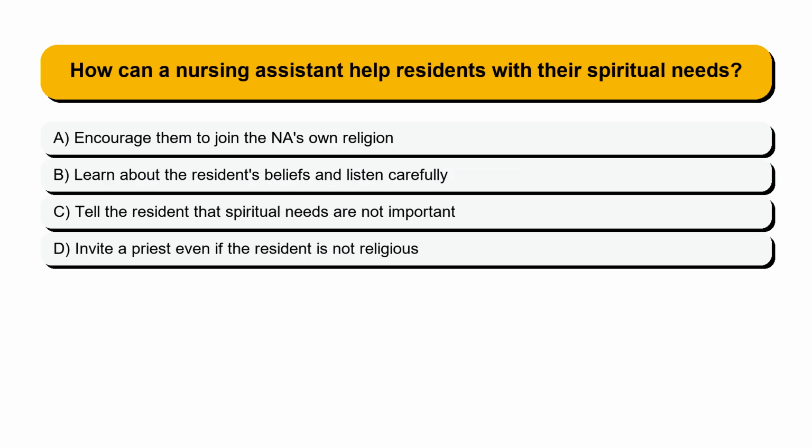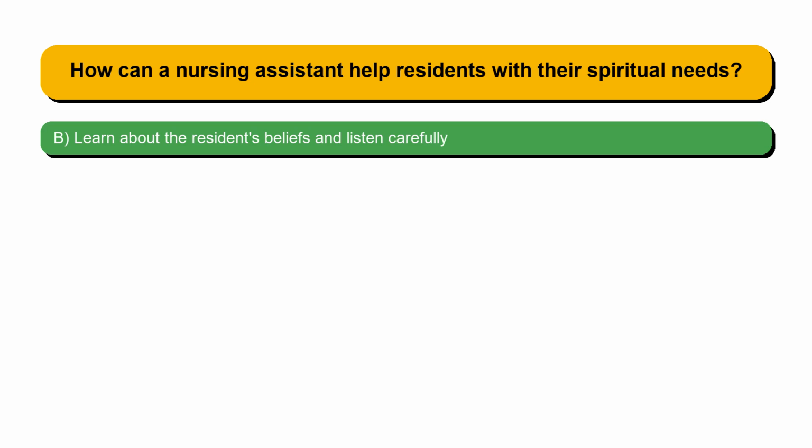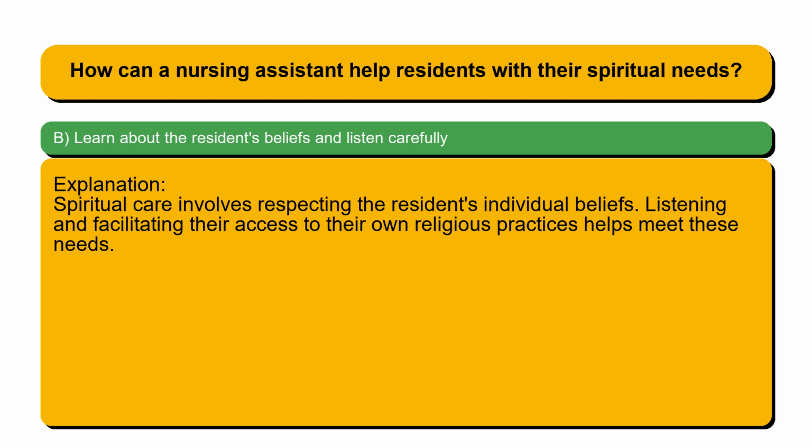Question 79. How can a nursing assistant help residents with their spiritual needs? Option A, encourage them to join the NA's own religion. Option B, learn about the resident's beliefs and listen carefully. Option C, tell the resident that spiritual needs are not important. Option D, invite a priest even if the resident is not religious. The correct answer is option B, learn about the resident's beliefs and listen carefully. Spiritual care involves respecting the resident's individual beliefs. Listening and facilitating their access to their own religious practices helps meet these needs.